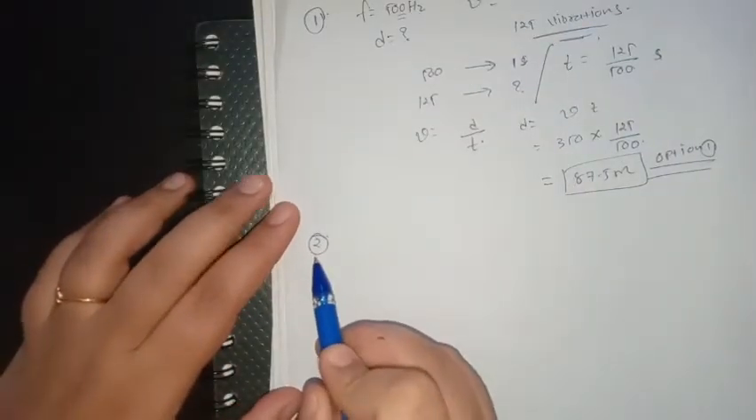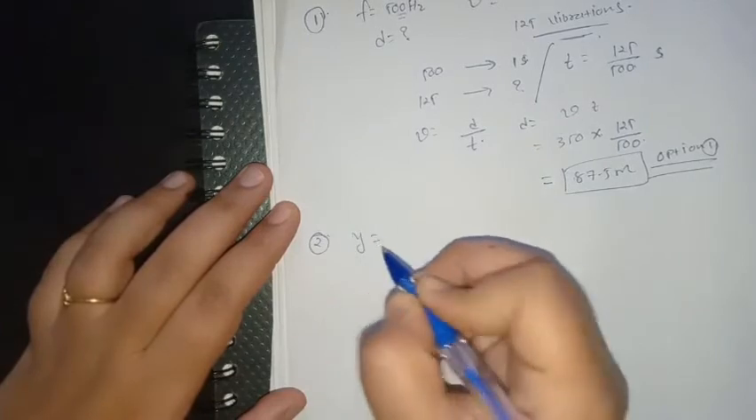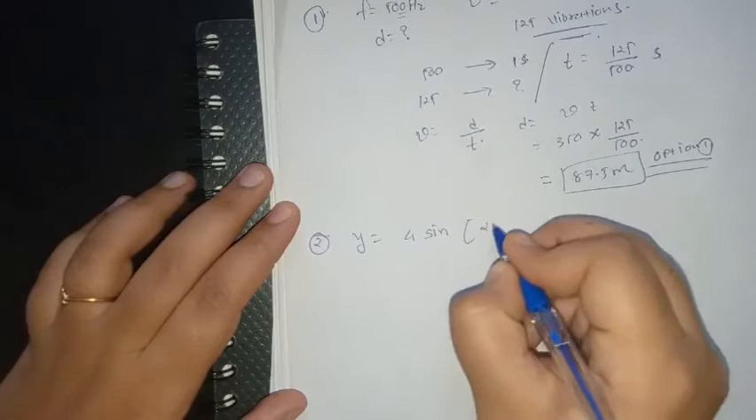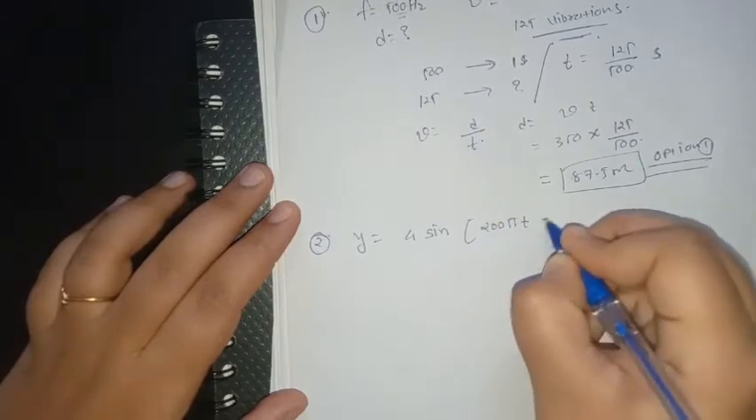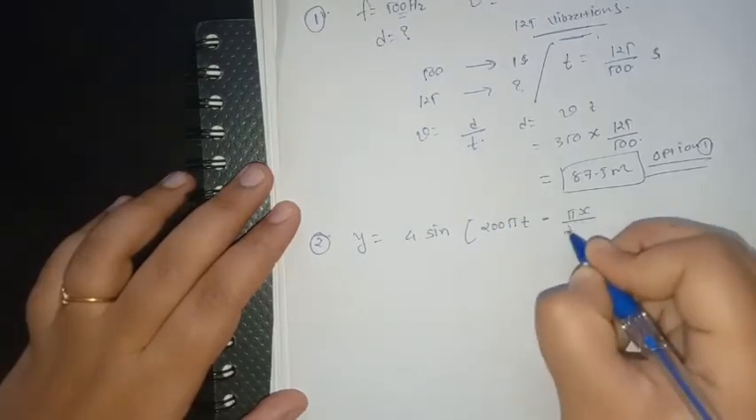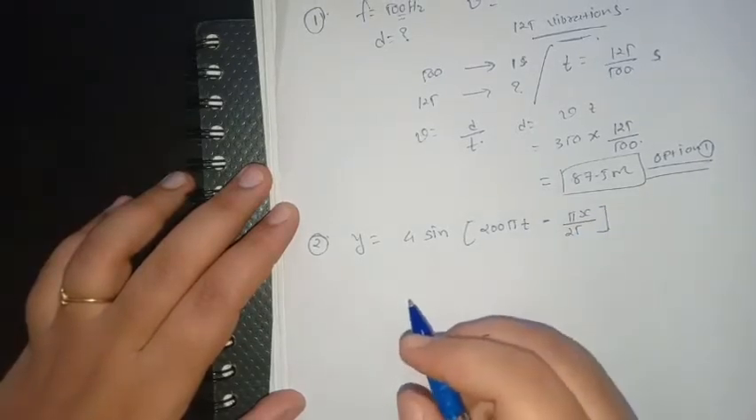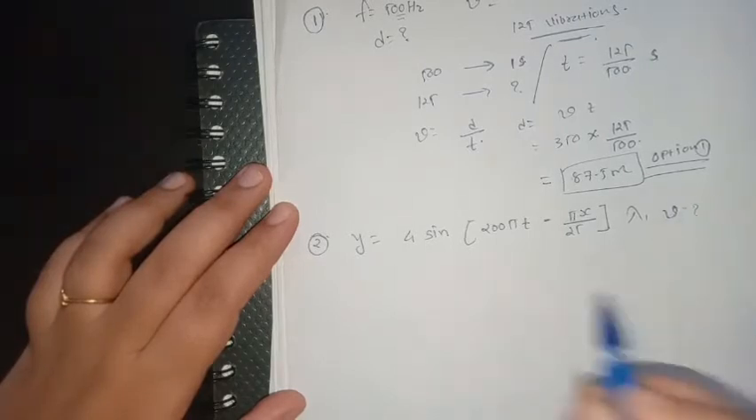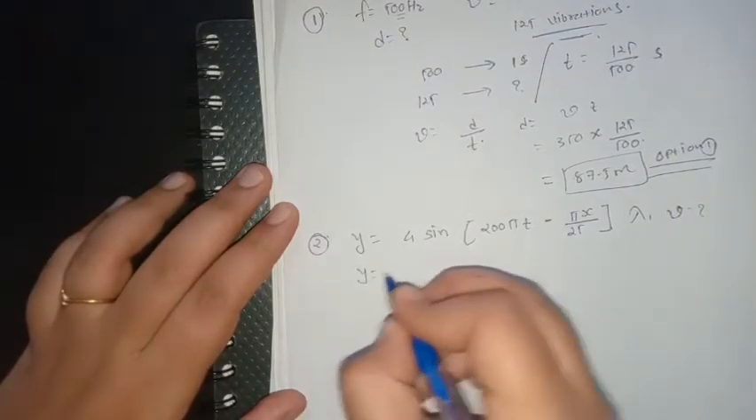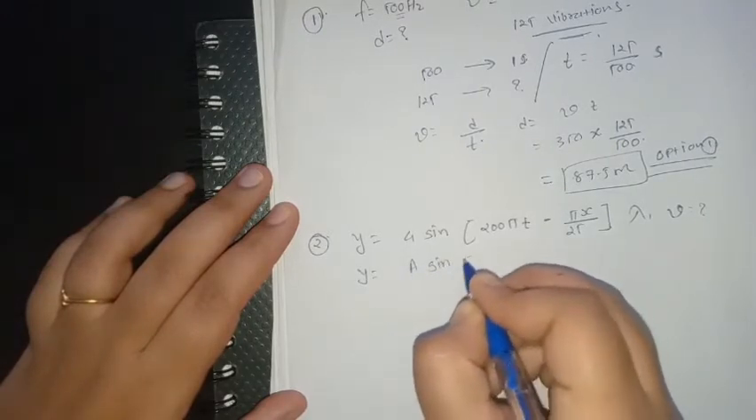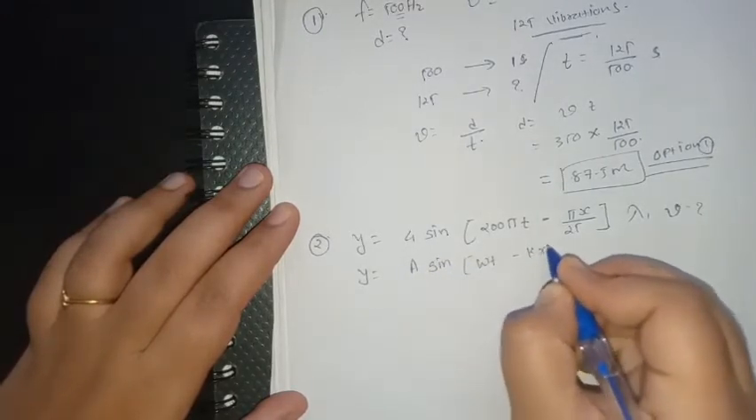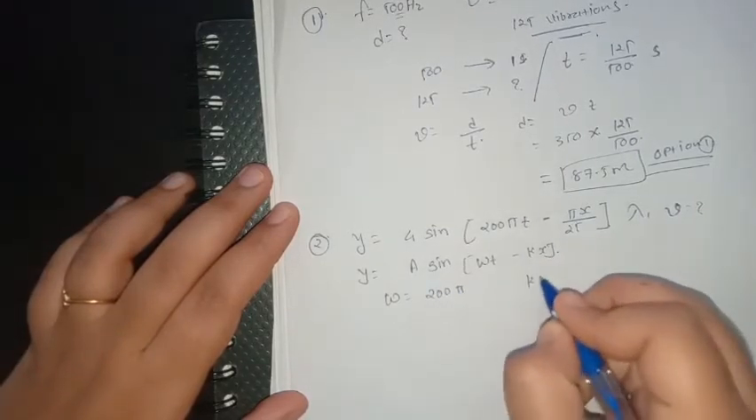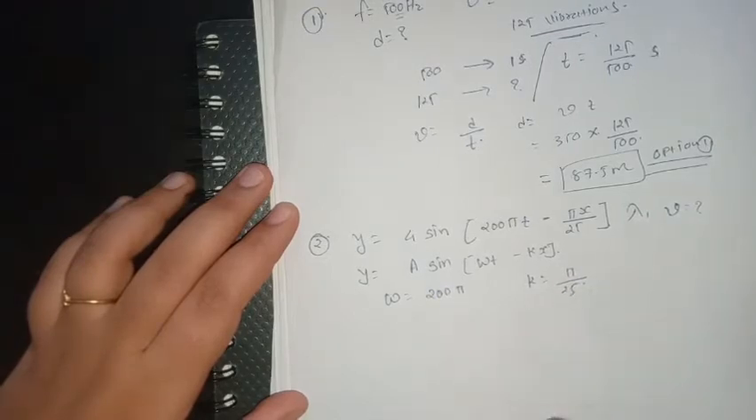In question number 2, the equation of a plane progressive wave is given as y equals 4 sine of (200 pi t minus pi x by 25). We want to find the wavelength and velocity of the wave. Here, comparing the equation with y equals A sine of (omega t minus kx), we can write omega equals 200 pi and k equals pi upon 25.